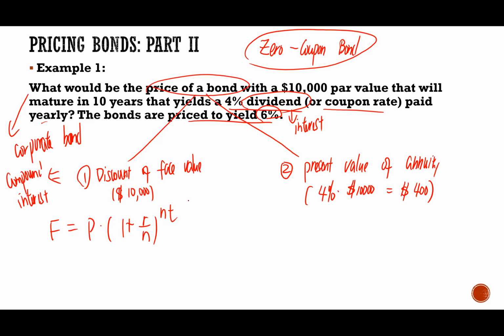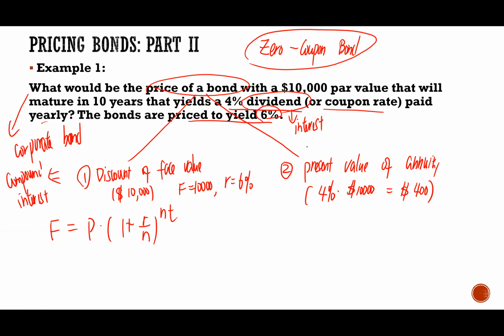Here, let's put in all the given information. We know the future value is 10,000. We're looking for present value. I think I put in 100,000, but it's 10,000. We also know the rate: the market rate is 6%. Remember, we do not use the dividend rate, because the coupon rate is only used to calculate the annual dividend, the annual interest you receive from this investment. So that's not used.